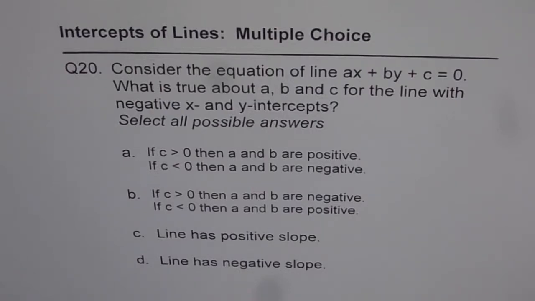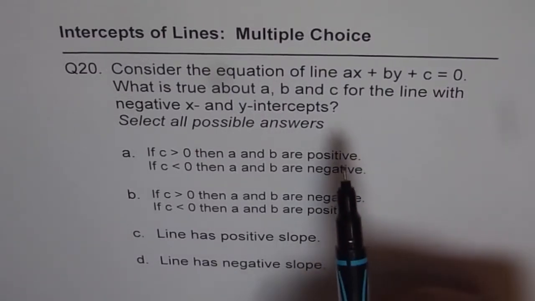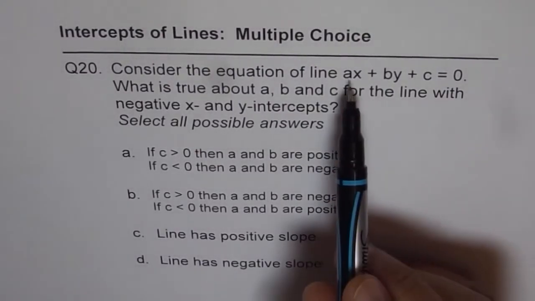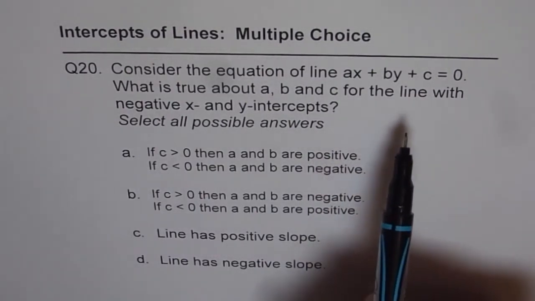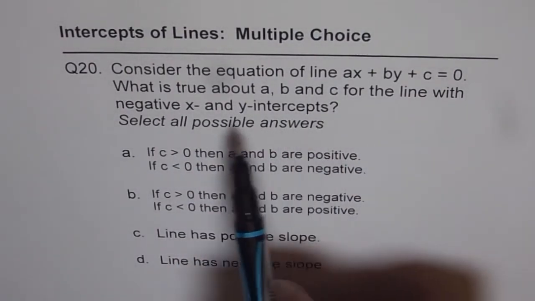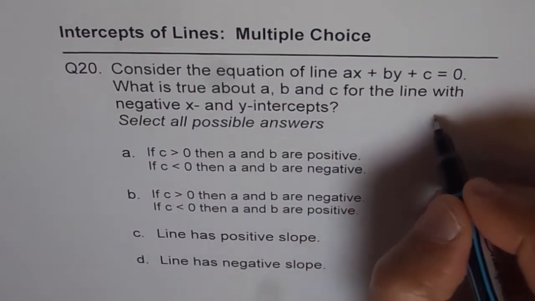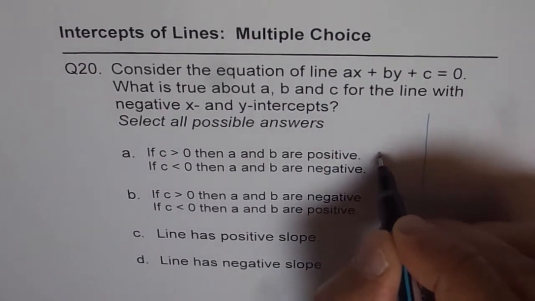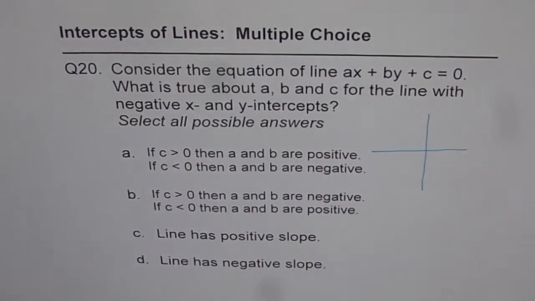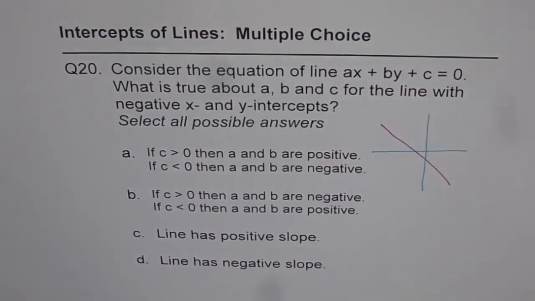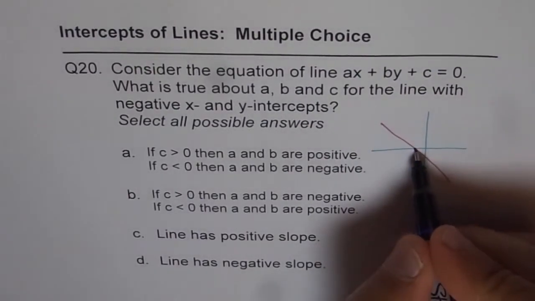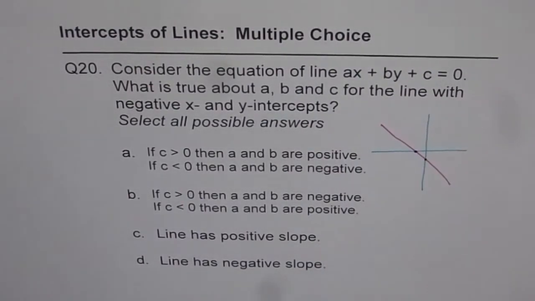Here is my suggestion. We need to find the relation between these coefficients a, b and c when the x and y intercepts are negative. Let's visualize this first. That is to say that the line could be in this fashion, right? Now if the line is like that, then we do have negative value for x and y intercepts. Do you see that?